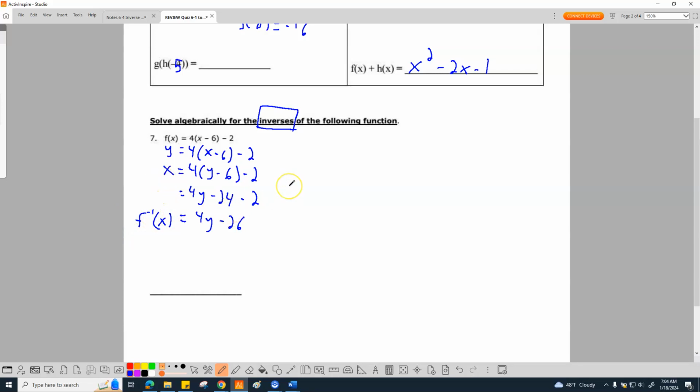Anyways, on the test, I've already seen the test, y'all. And the test has a harder problem. The test has problems that look like this. F of x equals 4 times x minus 6 squared minus 2.